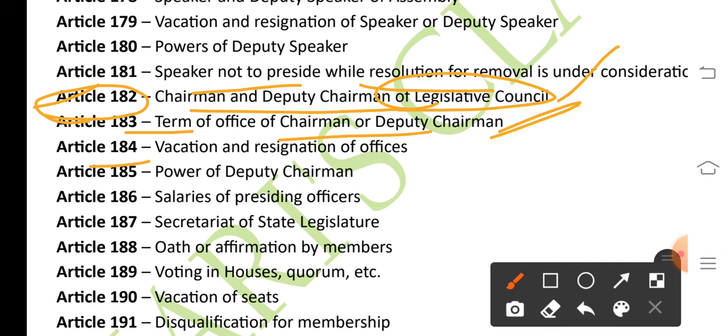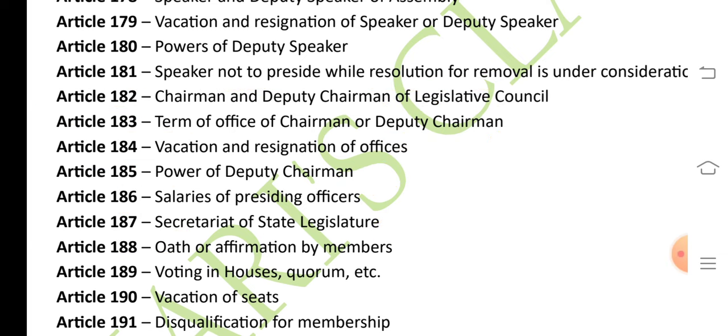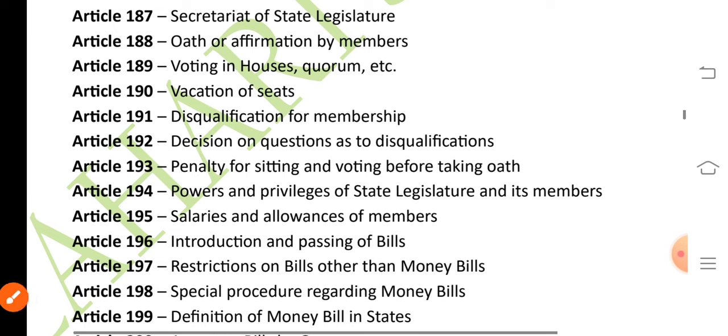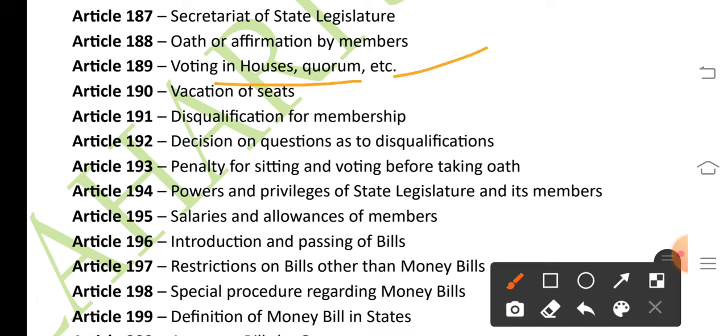184, vacation and resignation of offices. 185, power of deputy chairman. 186, salaries of presiding officers. 187, secretariat of state legislature. 188, oath or affirmation by the members of the houses. 189, voting in houses, quorum, etc.